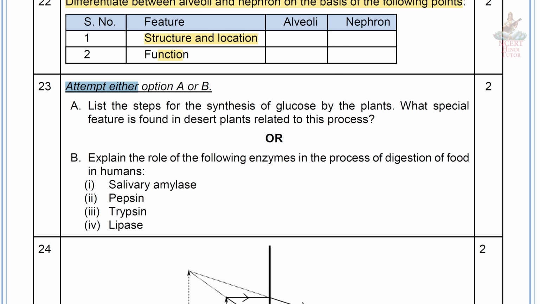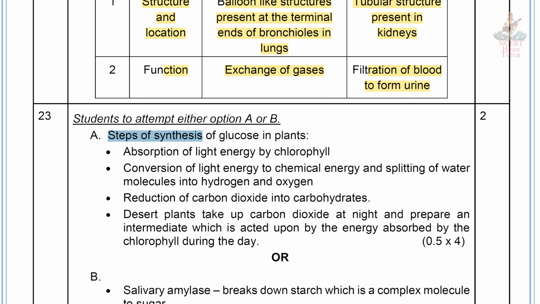Question 23. Attempt either option A or B. A. List the steps for the synthesis of glucose by the plants. What special feature is found in desert plants related to this process? Answer. A. Steps of synthesis of glucose in plants. Absorption of light energy by chlorophyll. Conversion of light energy to chemical energy and splitting of water molecules into hydrogen and oxygen. Reduction of carbon dioxide into carbohydrates. Desert plants take up carbon dioxide at night and prepare an intermediate which is acted upon by the energy absorbed by the chlorophyll during the day.